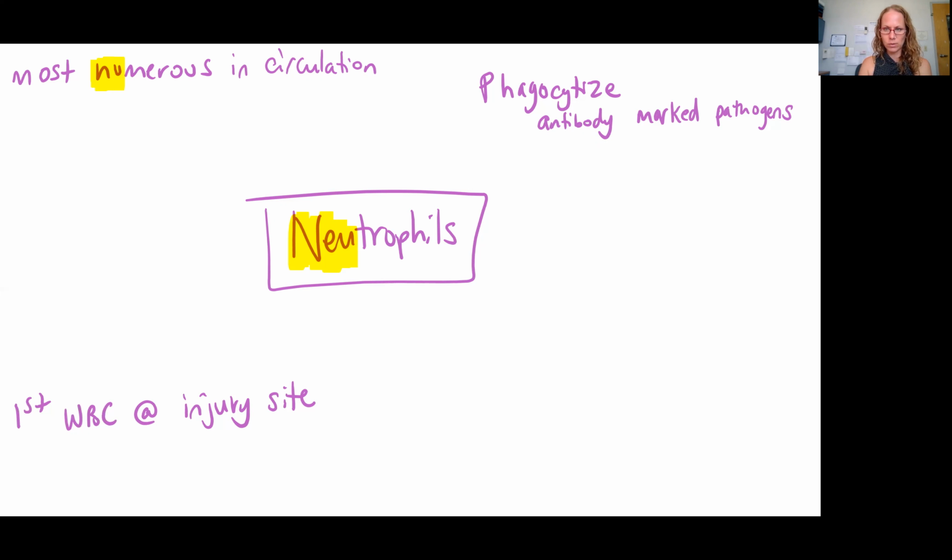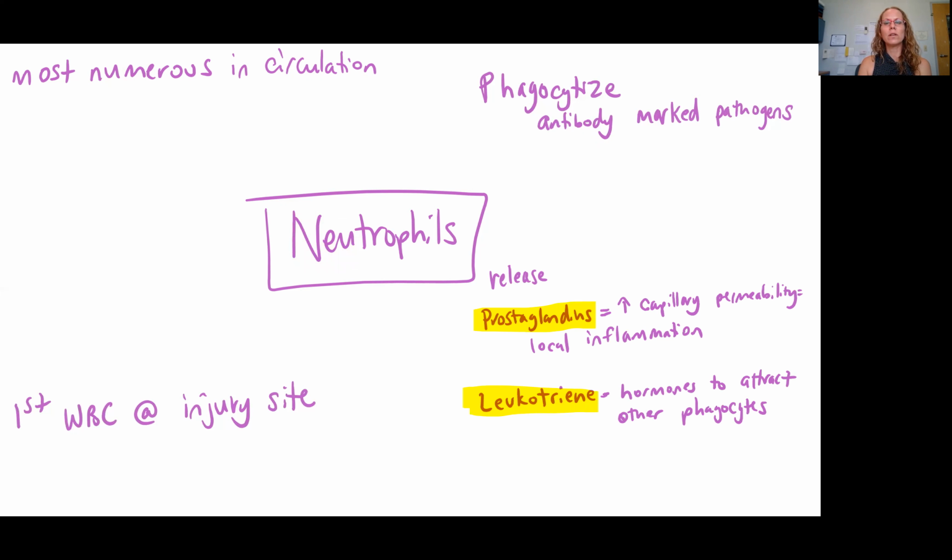We also see that neutrophils are going to release 2 important types of chemicals. Prostaglandins, which are eicosanoids, are local hormones that are released, so this is a paracrine form of communication. They're going to increase the capillary permeability, creating local inflammation. This is going to bring more blood to this particular area, but also sort of close this area off, making it more difficult for this pathogen to spread to other parts of the body.